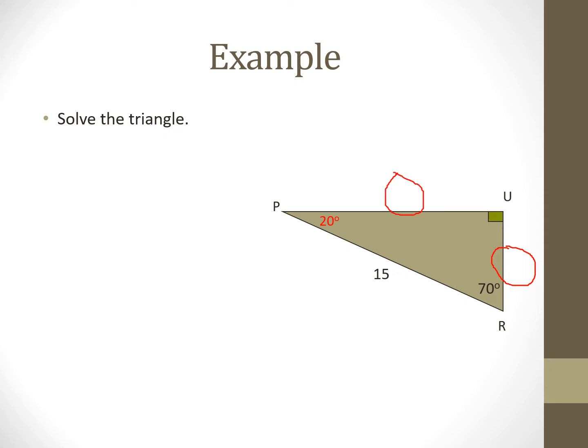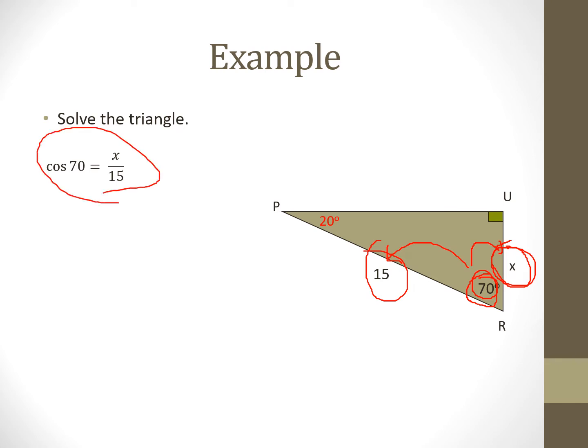We're going to solve one side at a time. Let's go ahead and solve for this side. We'll call it x. To solve for x, you're going to have to set up a trig equation using SOHCAHTOA. So you have to ask yourself, how does 70 degrees relate to the x, and how does it relate to the 15? And you should know that it is cosine. Cosine is adjacent over hypotenuse. So there's my setup. Cosine of 70 is equal to x over 15.